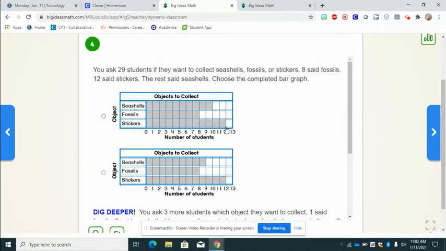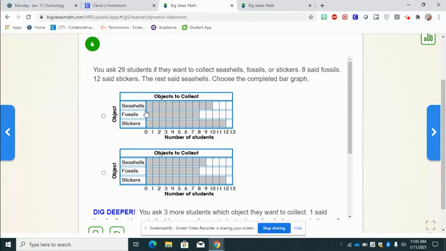So 20 plus what will give us 29, because we need 29 total. So 20 plus what equals 29? The answer is 9. So the seashells should be 9. So we need to find the chart that shows 9 seashells, 8 fossils, and 12 stickers.